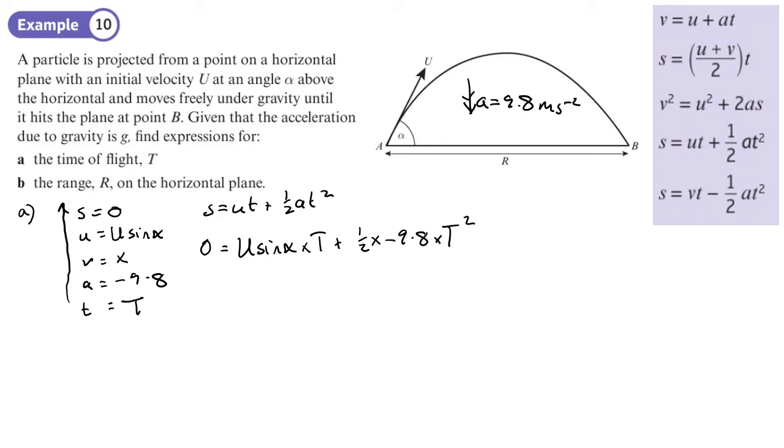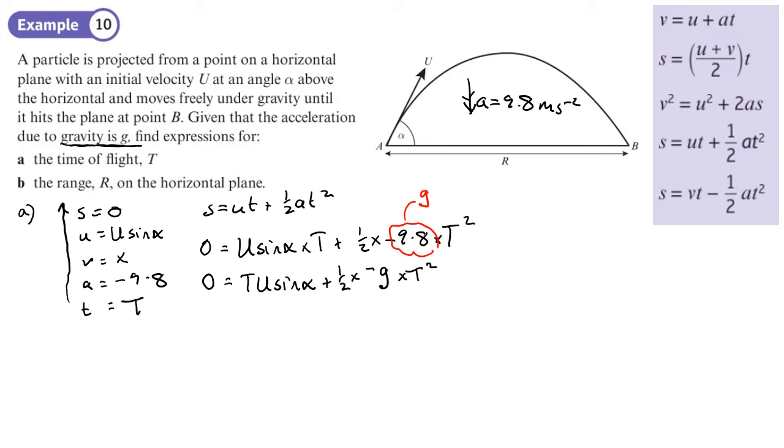Right, I missed a bit out here. It says that we're going to be using g for gravity. So what I'm going to do in the next bit is just replace that with the letter g, so I don't need the 9.8. So let's tidy that up. So we have T U sine alpha, and then we're going to have minus half g. Actually, let's write it as half times negative g times T squared.